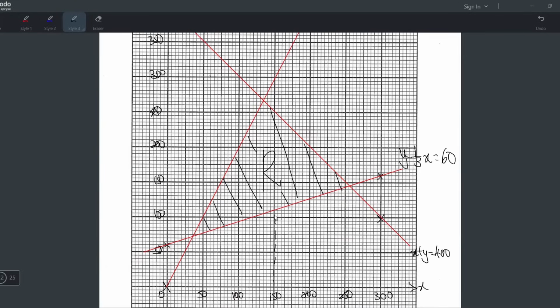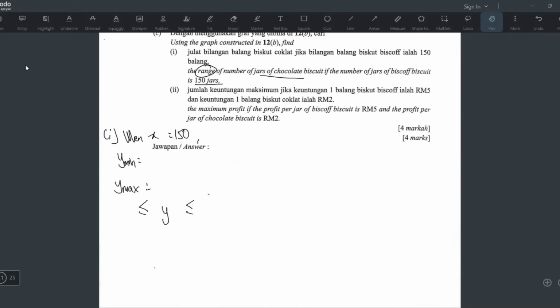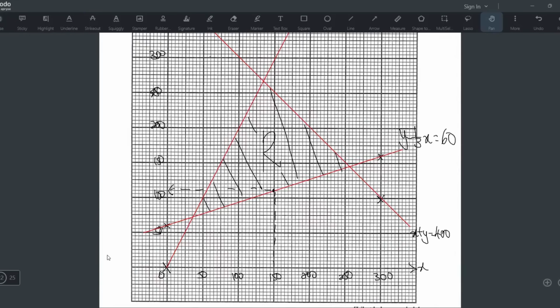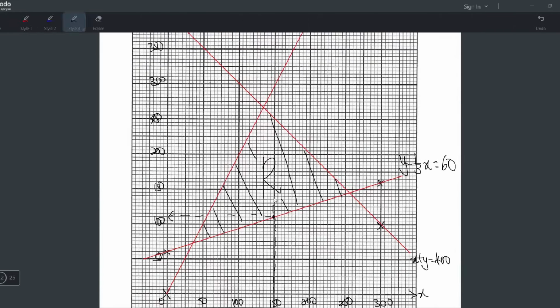The moment it touches the shaded region, you draw across to the Y-axis, and that's the Y minimum. You can see it's 100 plus 2 boxes, which means 100 plus 10, so it's 110. That's the Y minimum. For the maximum part, you keep going until the last contact point with the shaded region, which is here. It's exactly at 250. So the minimum is the first contact point with the shaded region, and the maximum is the last contact point.